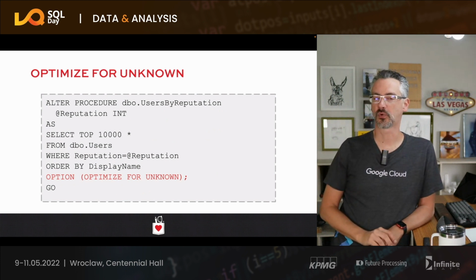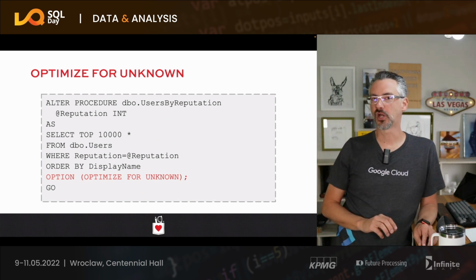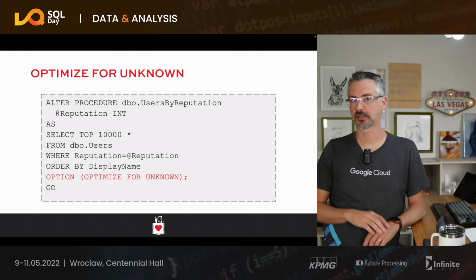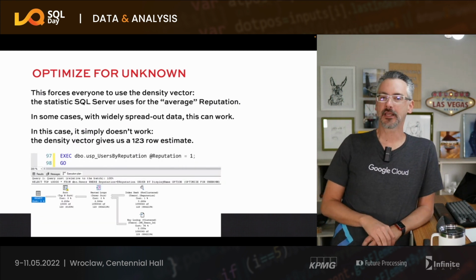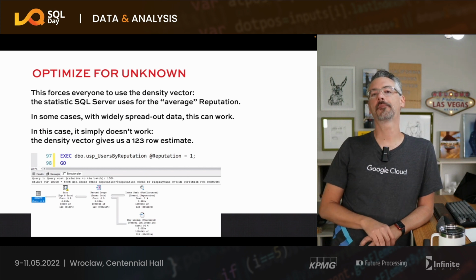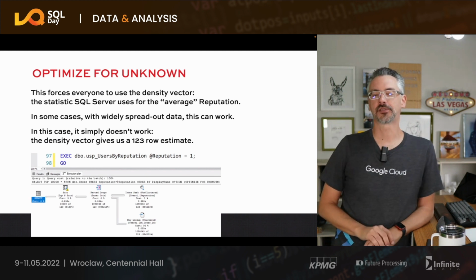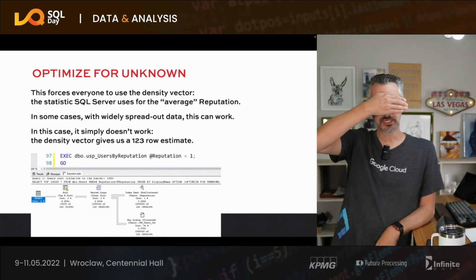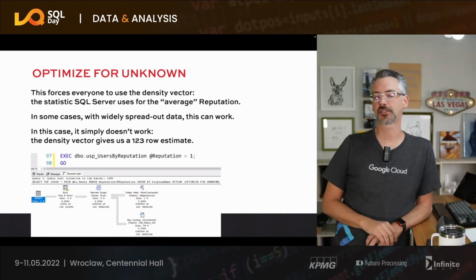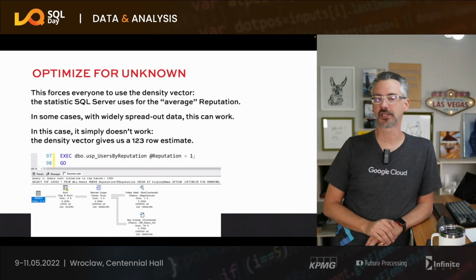Next option that I have is a hint in the query called OPTIMIZE FOR UNKNOWN, which is kind of like a blindfold. It tells SQL Server, I don't want you to do parameter sniffing at all. I want you to optimize this query as if you didn't know what parameter was coming in. SQL Server at that point will optimize for the average reputation. It uses a value out of the statistics histogram called the density vector that says, on average, what percentage of the table is occupied by any given reputation number.